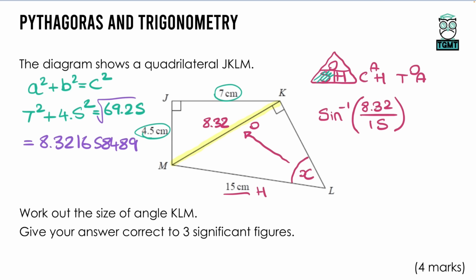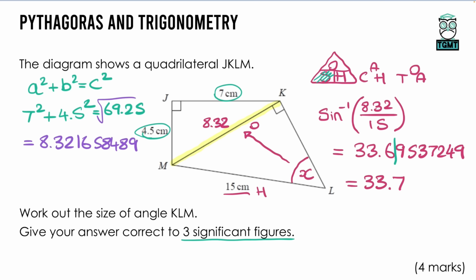I'm just going to press shift, use my fraction button, and then do the answer over 15. When I press equals, I get 33.69537249. I didn't really need to write the whole number down, because it only wants it to 3 significant figures. So 1, 2, 3, chopping it after the 6, we get 33 point, so 9 after the 6, so 33.7. We are looking at an angle here, so that is degrees.